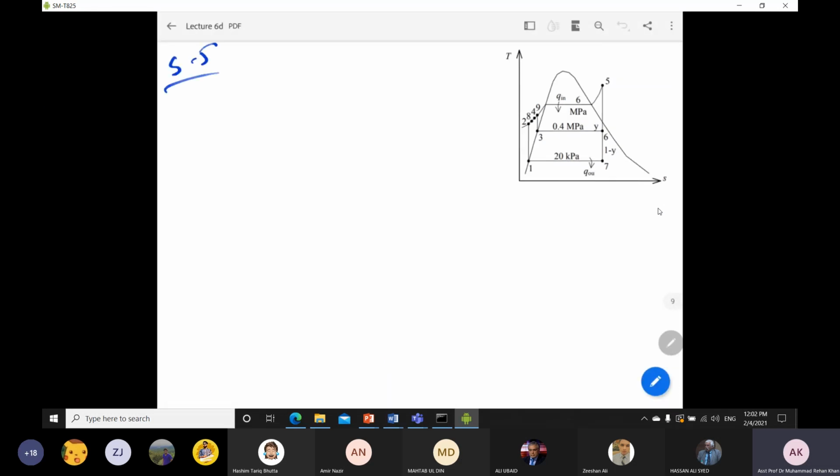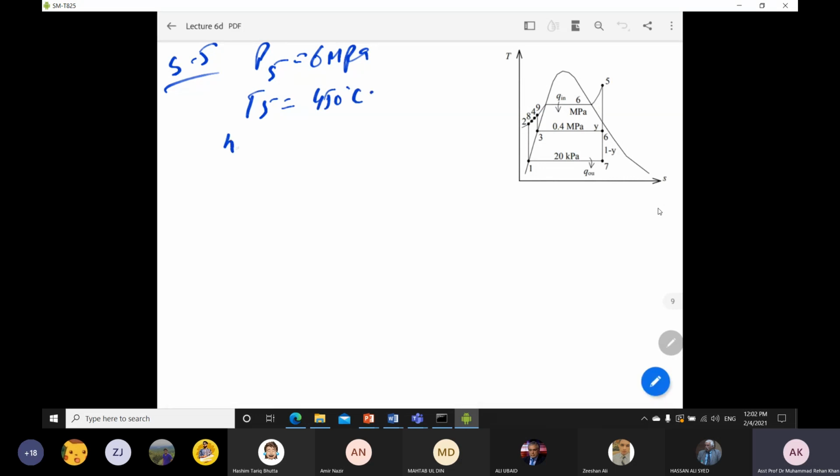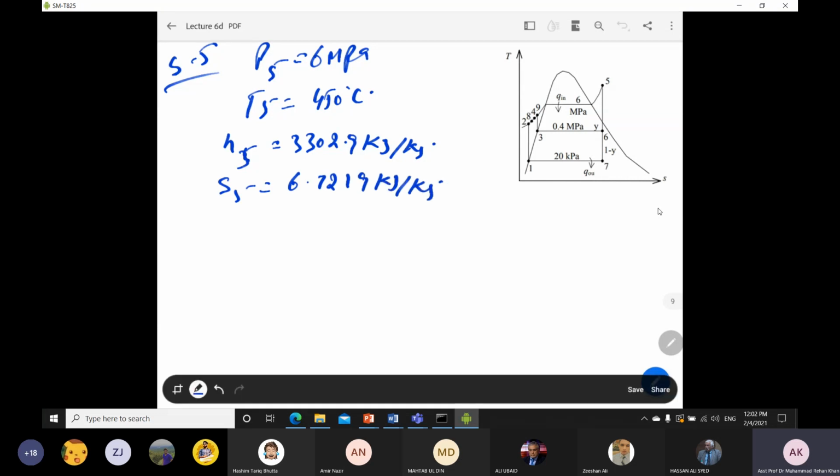So state number 5 over there. You already know the pressure P5 is equal to 6 megapascal, T5 is equal to 450 degrees Celsius. Okay, so this is a superheated temperature, and then you have to just find H5, which is equal to 3302.9 kilojoule per kg, and S5 is equal to 6.7219 kilojoule per kg K. Okay, so you have to just follow the steam tables for the superheated one, and you will get the value against this pressure and temperature.